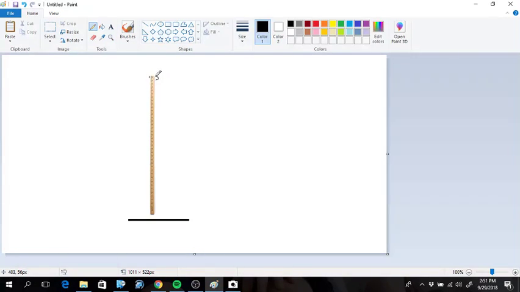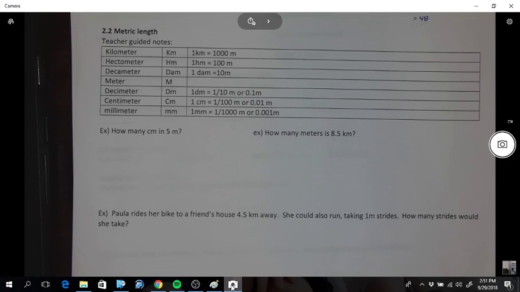And then on this side you can see that is the length of a centimeter, so there's 100 centimeters in 1 meter. Okay, and then a decimeter's length would be 10, so that would be about something like that, because there would be 10 of those in this meter stick. Okay, let's look at the lesson.